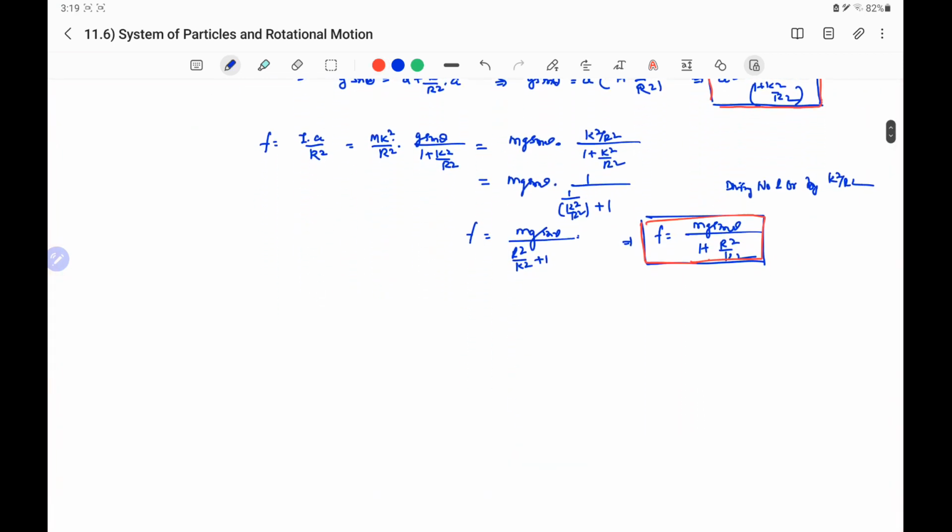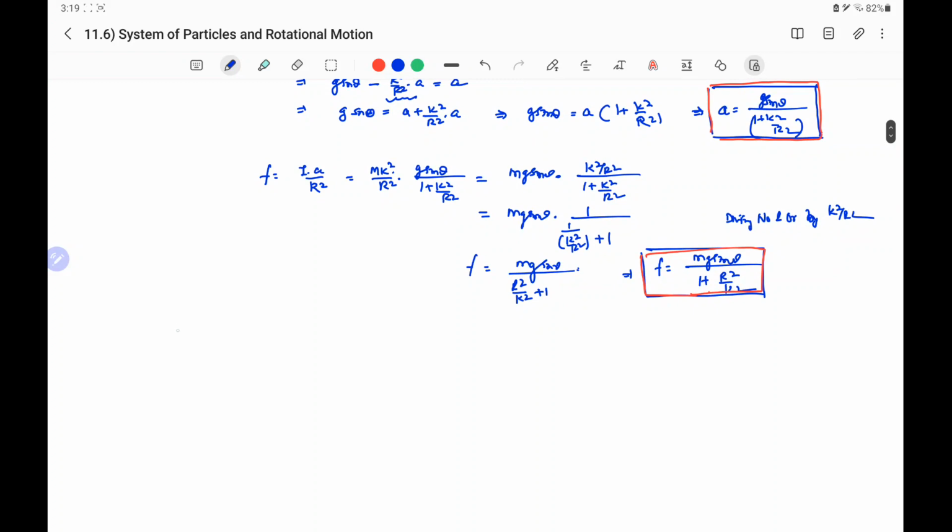So for the linear motion, we consider the equation of motion, which is v square equal to u square plus 2as. This implies that v square, the velocity at the ground, will be equal to 0 plus 2 into the linear acceleration, which is g sine theta by 1 plus k square by r square. And the distance traveled by the body, suppose, is s. So we can write it as 2g s sine theta by 1 plus k square by r square.